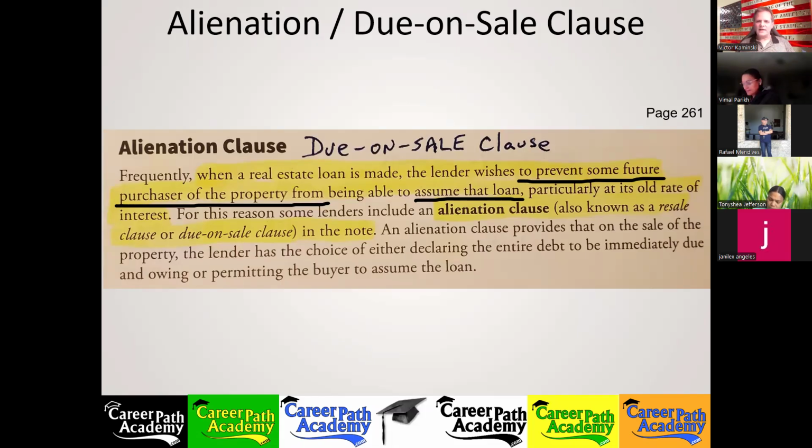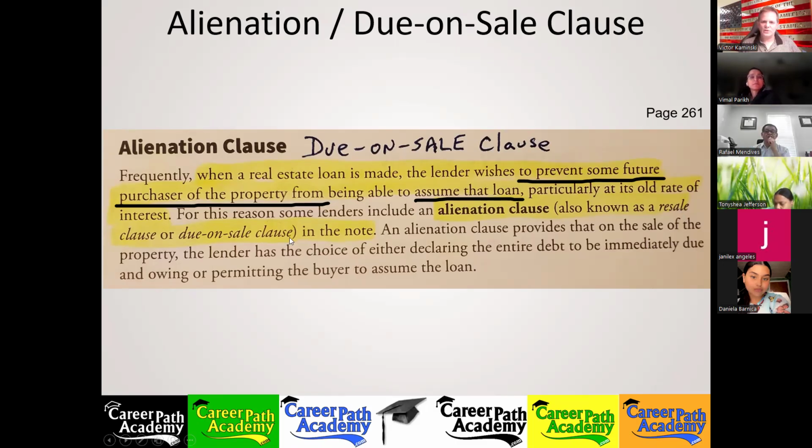Or you could get a question on the exam: the alienation clause that prevents a loan from being assumed by future buyers is also known as the due on sale clause. Or they can put it the other way, and they could say a due on sale clause that prevents a loan from being assumed is also known as the alienation clause. It's a resale clause also, right? Resale. Yep. So when we actually do the highlighting, you'll highlight alienation clause, also known as the resale clause or due on sale clause in the note.